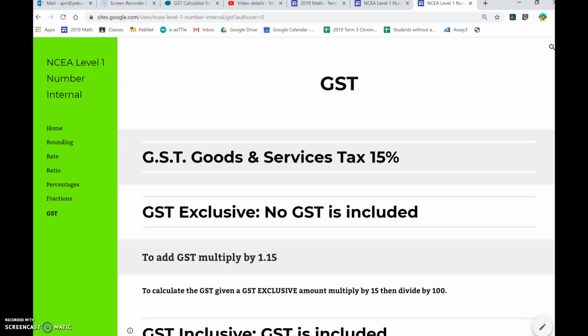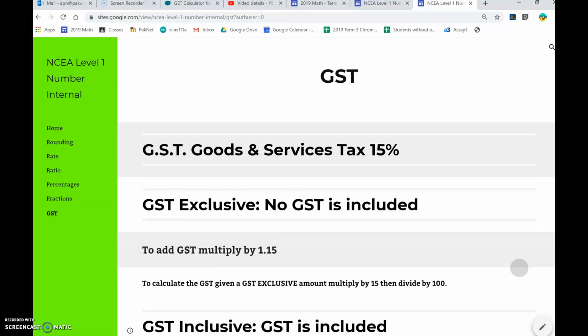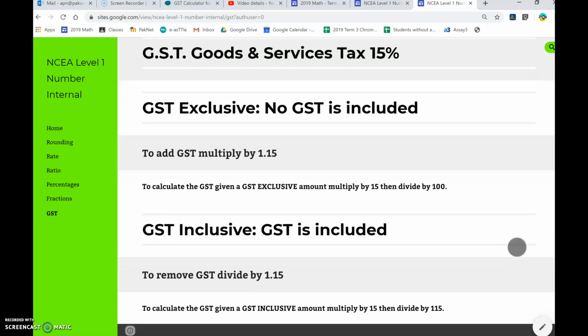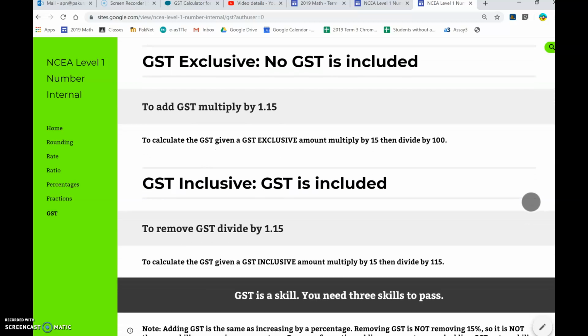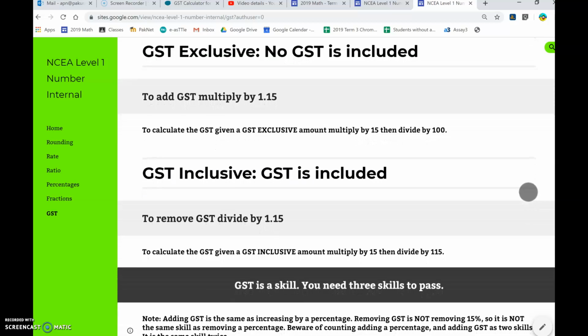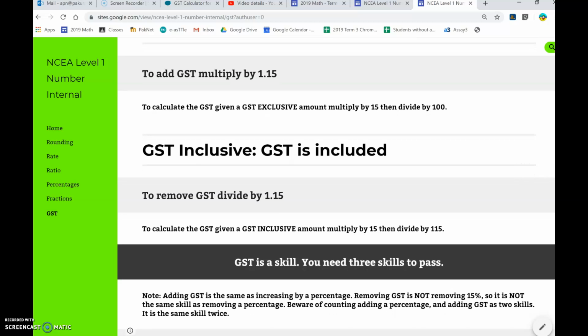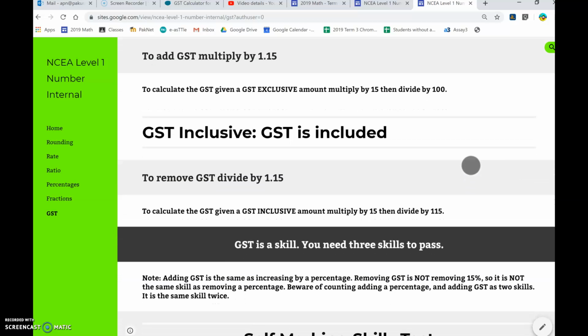Okay, GST stands for Goods and Services Tax, and it's 15%. GST exclusive means there is no GST in the price. To add GST, we multiply by 1.15. To calculate the GST, given a GST exclusive amount, we multiply by 15 and divide by 100. But to calculate GST, given a GST inclusive amount, we multiply by 15 and divide by 115. If we want to just remove the GST, we divide by 1.15.